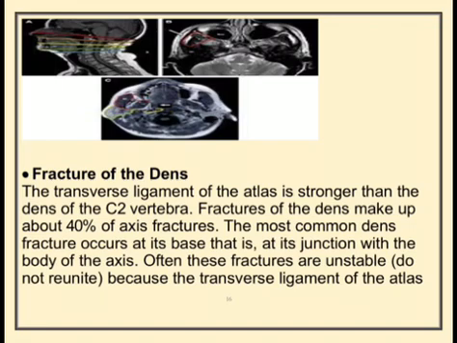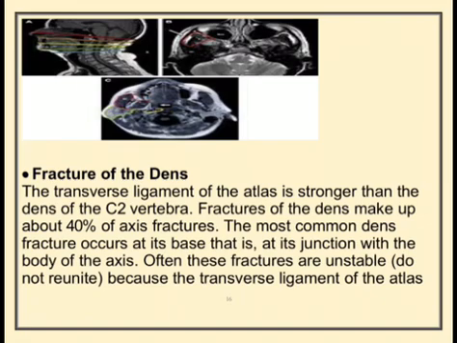Okay, let me talk about fracture of the dens. The transverse ligament of the atlas is stronger than the dens of the axis, that's the second cervical vertebra. So fractures of the dens make up about 40% of axis fractures. So before the axis will be fractured, you find out that the dens is also already fractured. The most common dens fractures occur at its base, that is at the junction with the body of the axis.